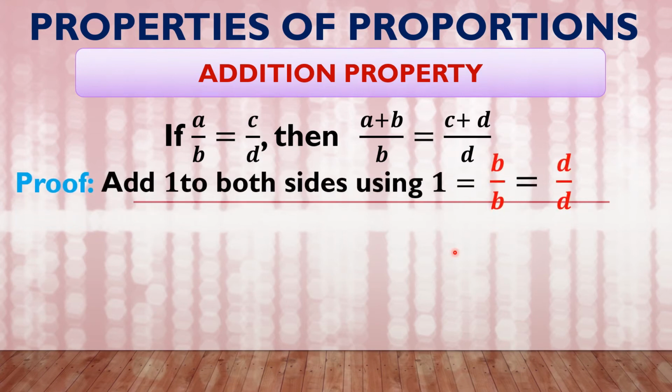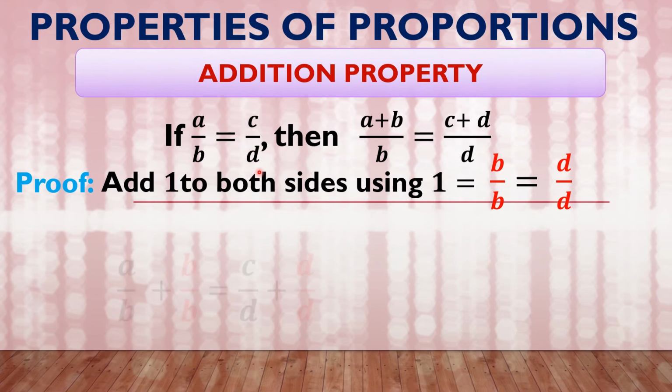So, add 1 to both sides of the equation. No? Let's add 1 to both of them. But the 1 that we will add here should be B over B. Sir, why B over B? Because B is its denominator. And of course, to C over D, we also add 1, whose value is D over D, because D is its denominator.